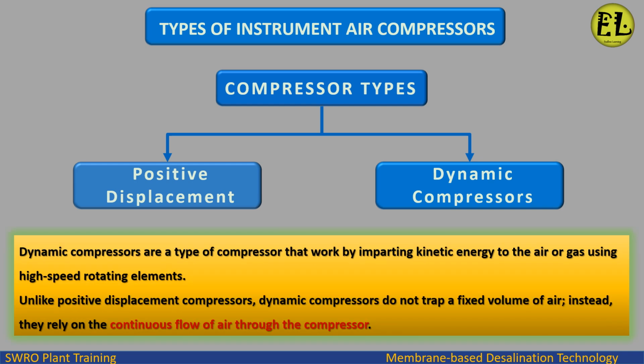Dynamic compressors are a type of compressor that work by imparting kinetic energy to the air or gas using high-speed rotating elements. Unlike positive displacement compressors, dynamic compressors do not trap a fixed volume of air. Instead, they rely on the continuous flow of air through the compressor.